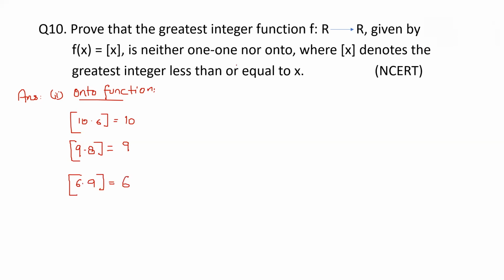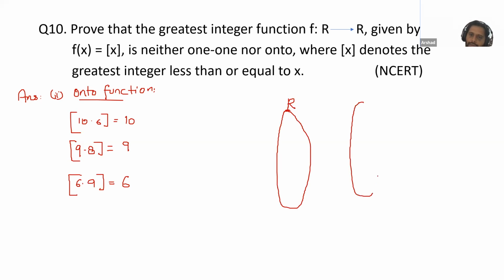Very good. So if you analyze this, please check here. The first set is the real numbers, so you can put any real number in the function. The second set is also the real numbers. But whatever value you put in this greatest integer function, the final result is always an integer.